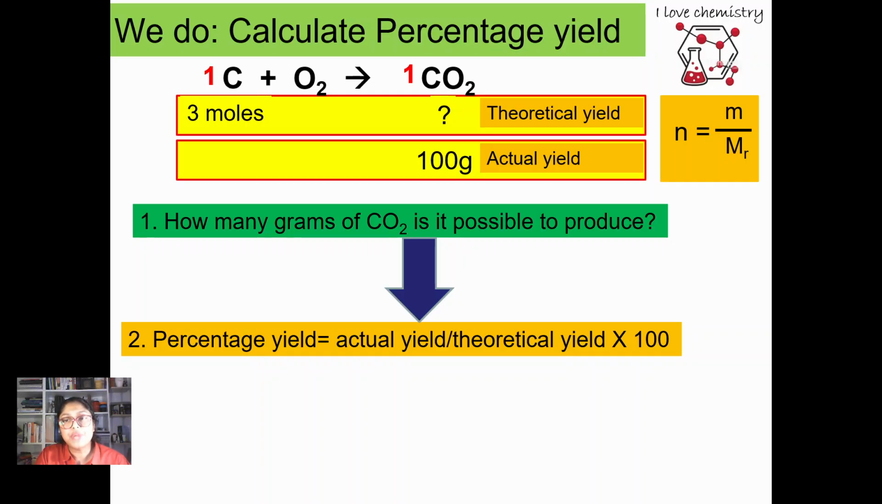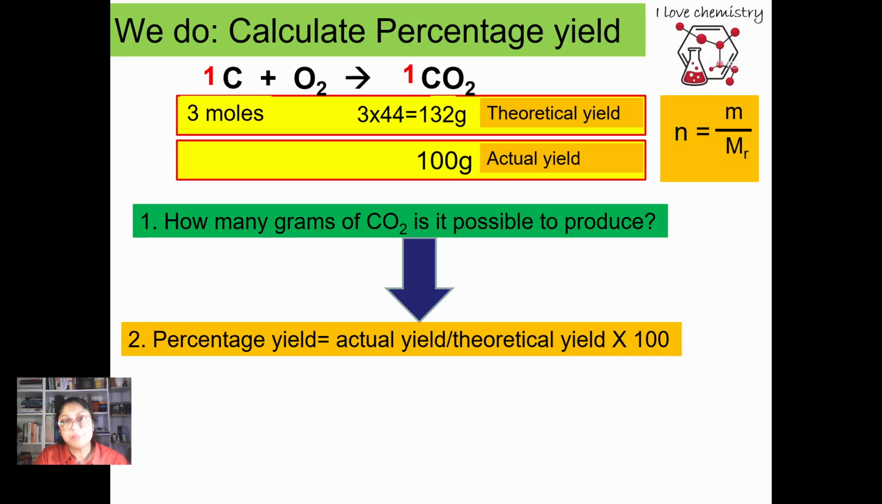So we have to rearrange the equation and we will get mass equals N times MR. So N is 3 and MR of carbon dioxide is 44. We have seen that. And we are multiplying 3 times 44. We get 132 grams. Okay.